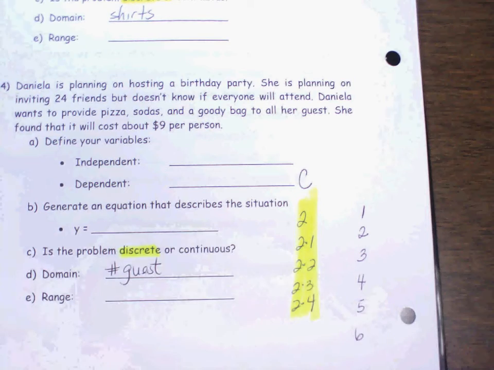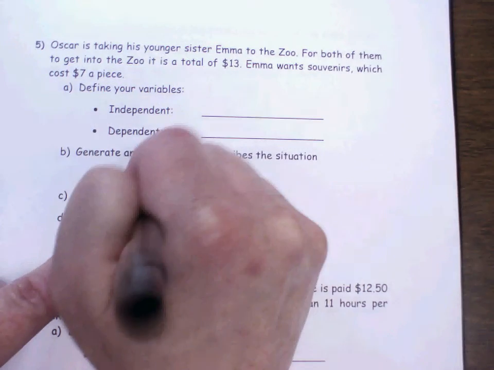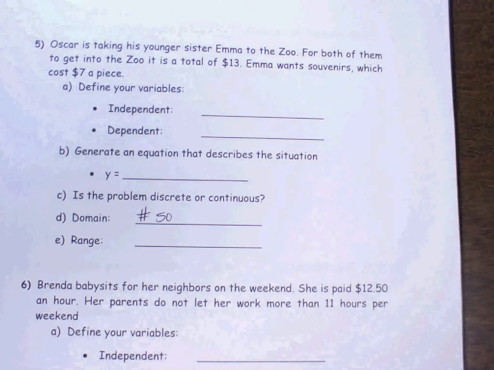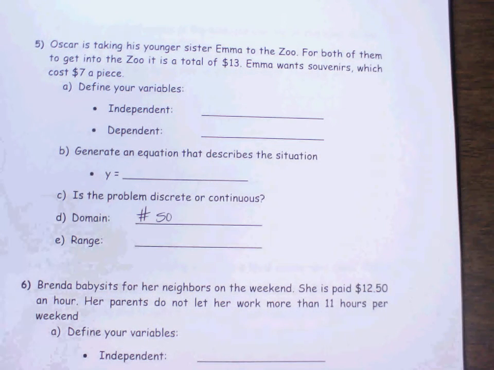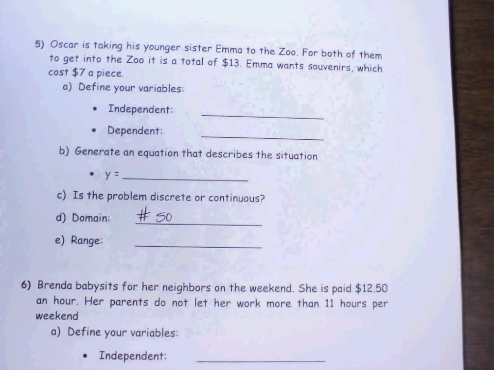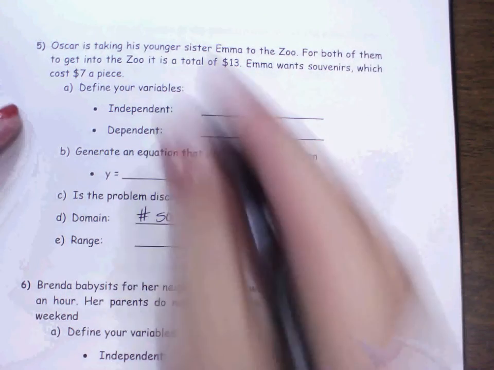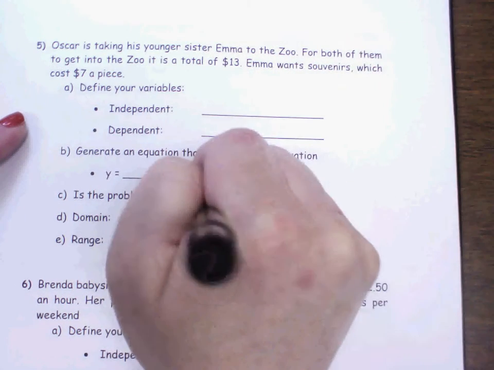Okay? Last two. What was the domain over here? The number. Let's think about it. Can you have half of a souvenir? No. So you need to say 1 souvenir, 2 souvenirs, 3 souvenirs, 4 souvenirs. Because if you have half of it, it is broken, and why would you want to buy something that you broke? So that would be discrete.